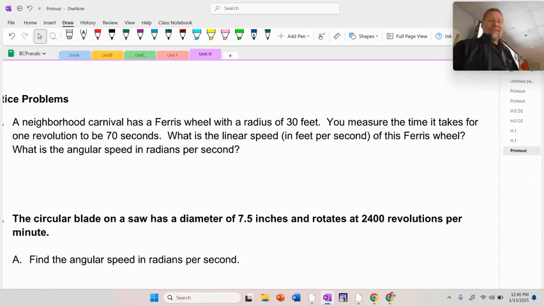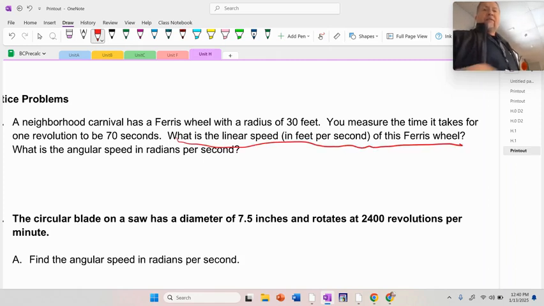They aren't stopping at all. All right, so no, it never stops, but it goes very slow. That's so people can get on and get off. Right. What is the linear speed in feet per second of the Ferris wheel? Look at this. What is the linear speed? This is a little out of order.